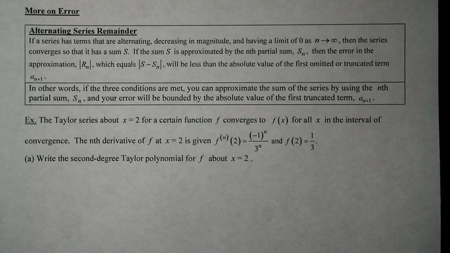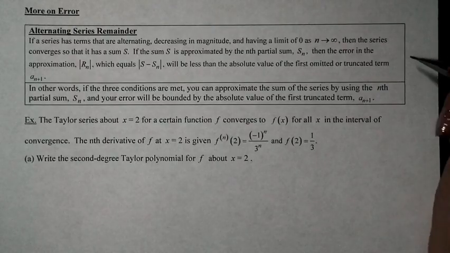Hi guys, today we're going to learn more on error. Let's recall the alternating series remainder theorem. If a series has terms that are alternating, decreasing in magnitude, and having a limit of 0 as n approaches infinity, then we say that the series converges so that it has a sum s.